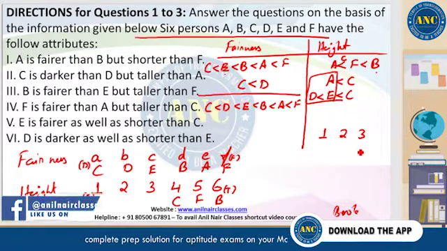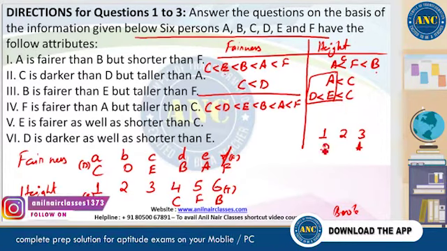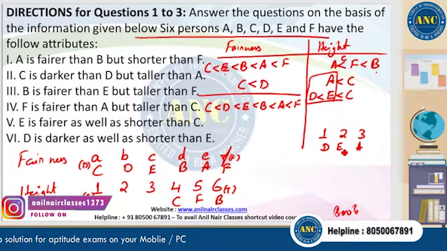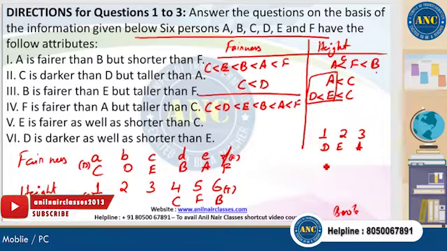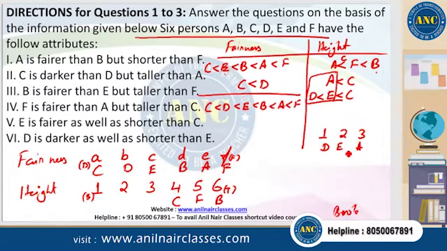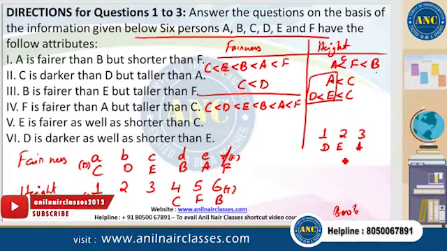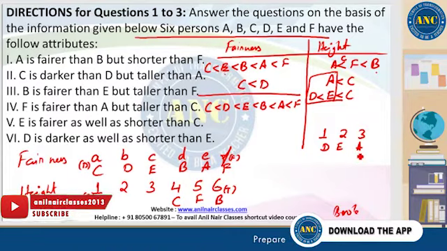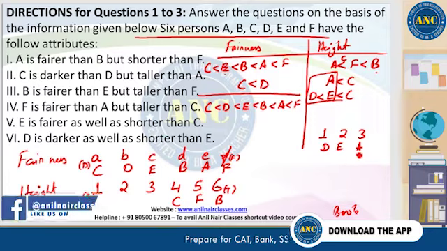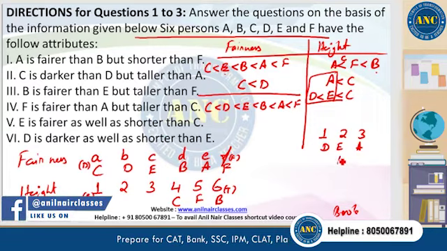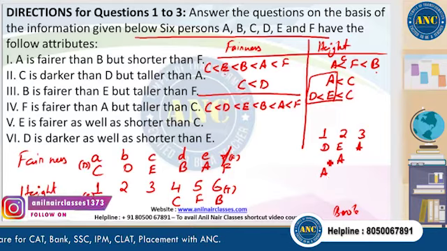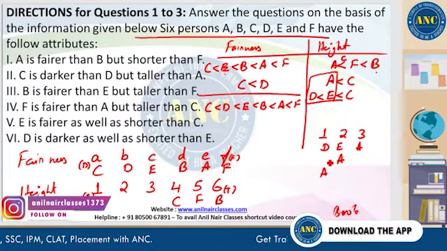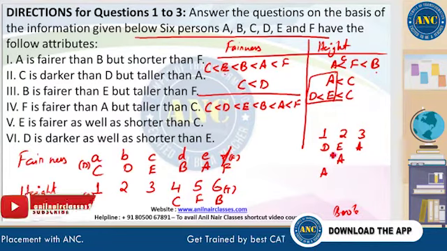We could place A at position 3, and we can have D and E. We cannot have E at position 1 and D at position 2, because we know that D is shorter than E, right? But then the position of A could change. We could have A at position 2. We could also have A at position 3 because invariably we know that A is only shorter than C. There's nothing between D and E that we can decipher here.